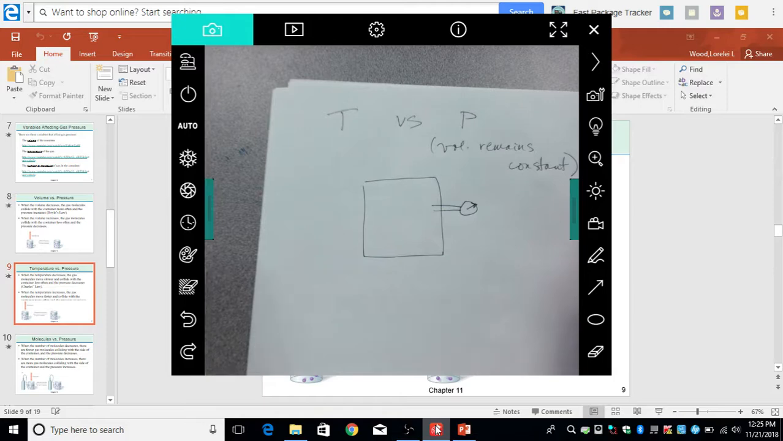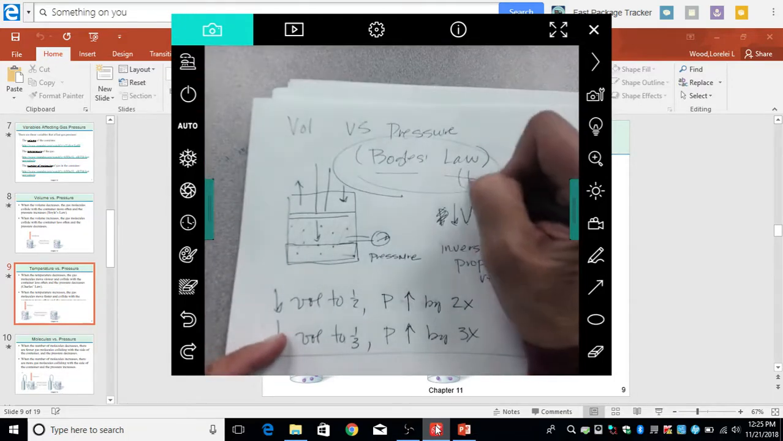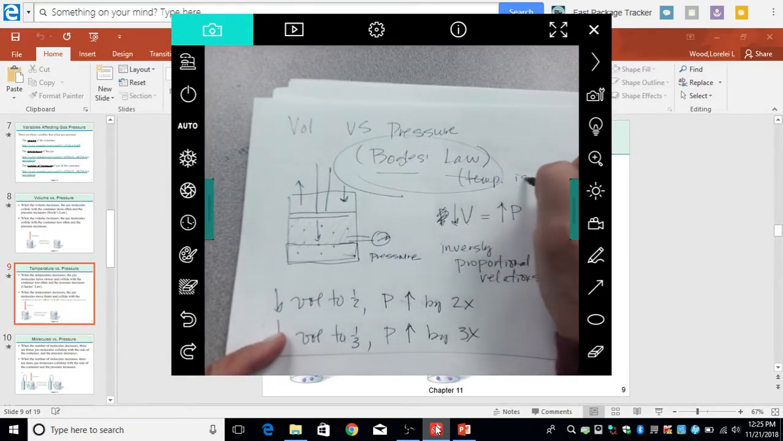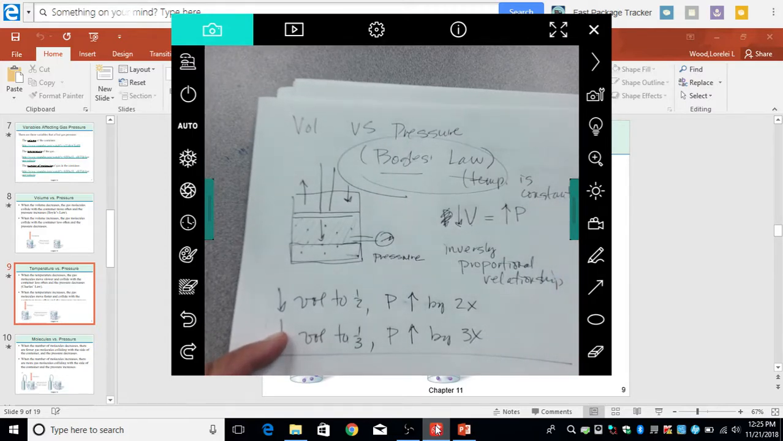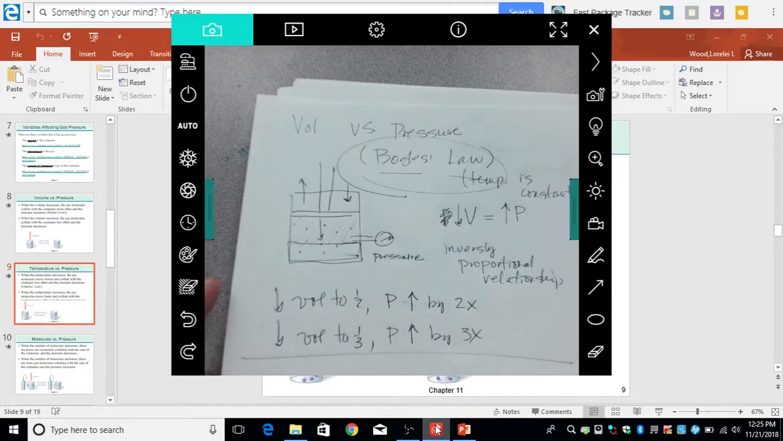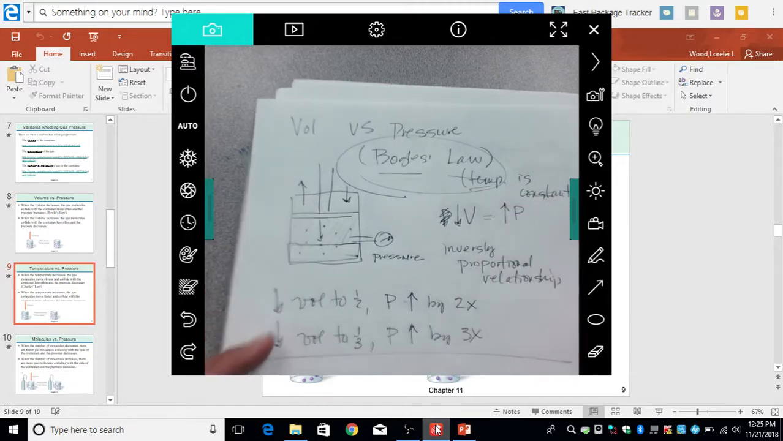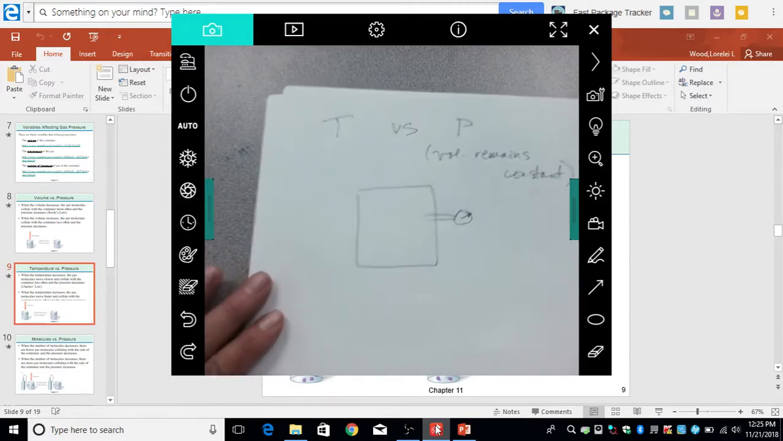And here, in this one, Boyle's law, temperature is constant, right? Because if we decrease the size of the container and increase the temperature, that would be unfair. We want to keep the things that might influence our variables the same. All right, so temperature versus pressure.